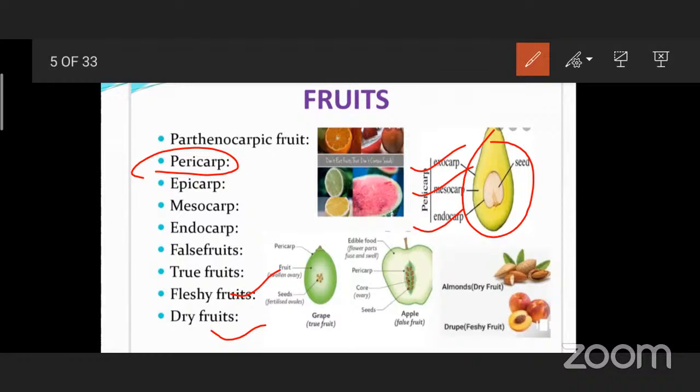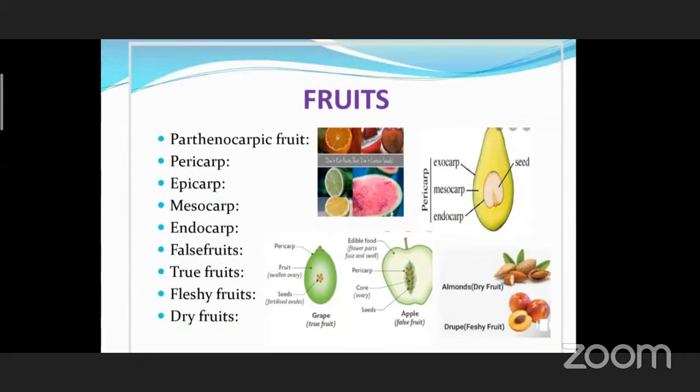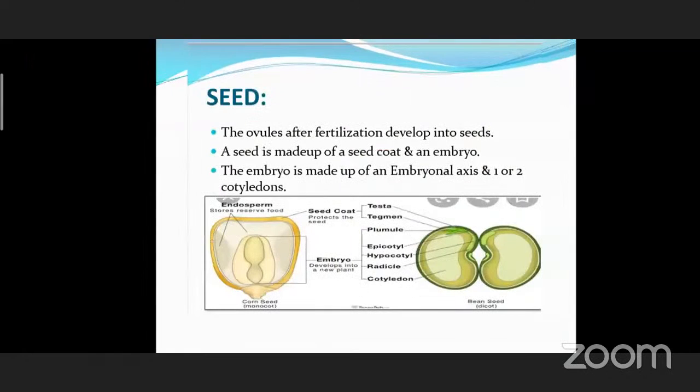There are 5 subtypes, such as berry type, drupe type, hesperidium, pome and pepo. These are dry fruits. In mango and coconut, the fruit is also known as drupe type. This is one of the parts of the plant, fruit. Okay, students, next we will go with the next slide.